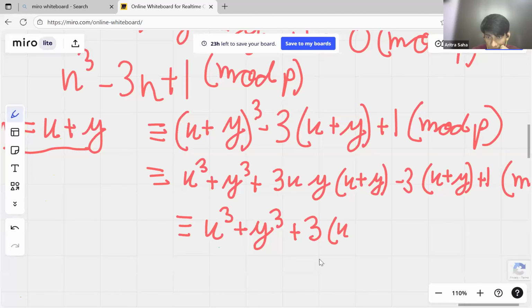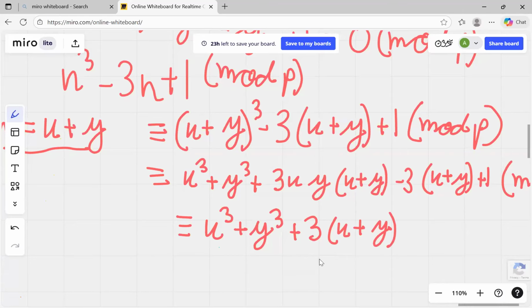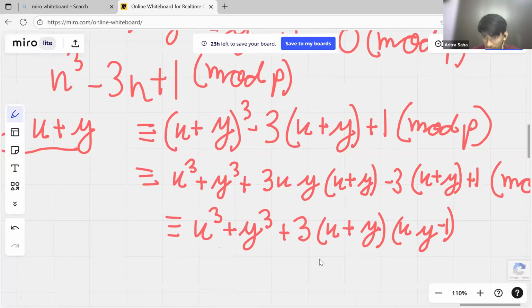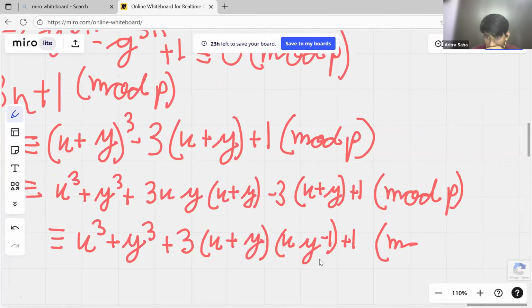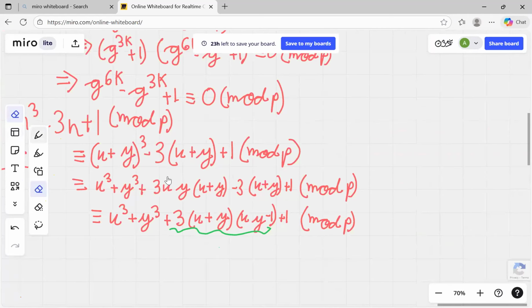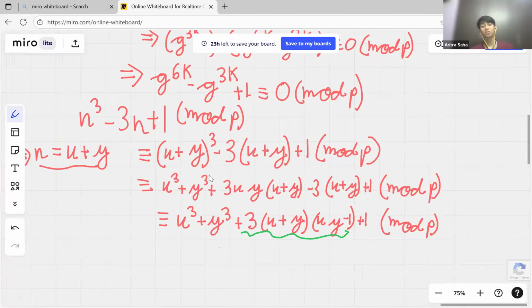Sure. Okay. Let me try something more. Plus 1. This is mod p. See this term, this thing is kind of annoying. Can we make it 0 somehow without changing much? Yes, you can make it 0. x equals y inverse. So basically take xy to be 1 mod p.